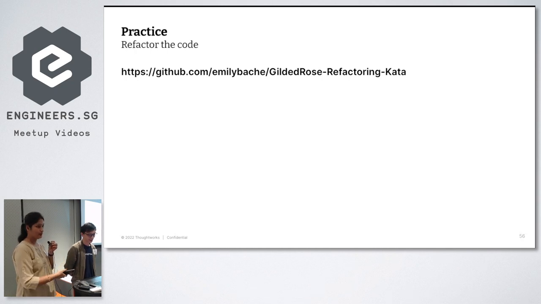The business requirement is explained, and the code is intentionally kept bad. Try to refactor it. It's really good learning if you practice on this kata. Highly recommend it. Any other questions?